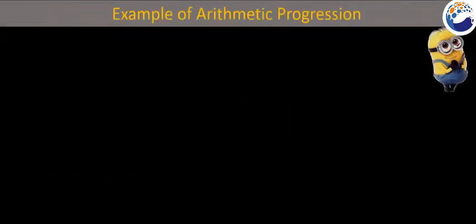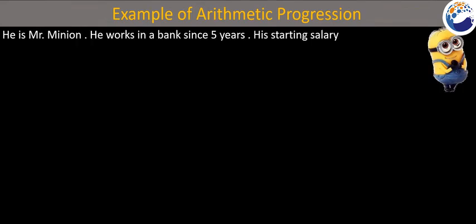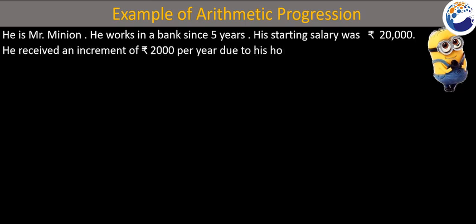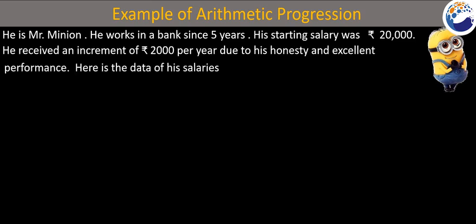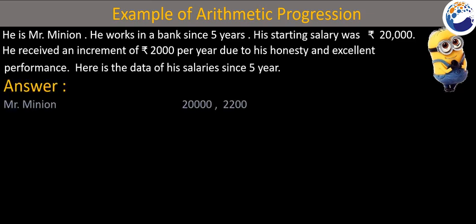Examples of arithmetic progression. He is Mr. Minion. He has worked in a bank for 5 years. His starting salary was rupees 20,000. He receives an increment of rupees 2,000 per year due to his honesty and excellent performance. Here is the data of his salaries over 5 years. T1 is equal to 20,000, T2 is equal to 22,000, T3 is equal to 24,000, T4 is equal to 26,000 and T5 is equal to 28,000.